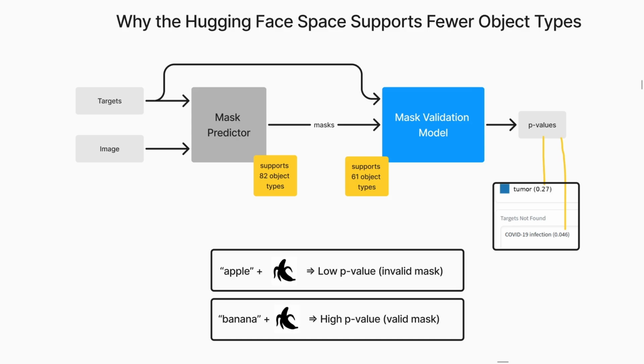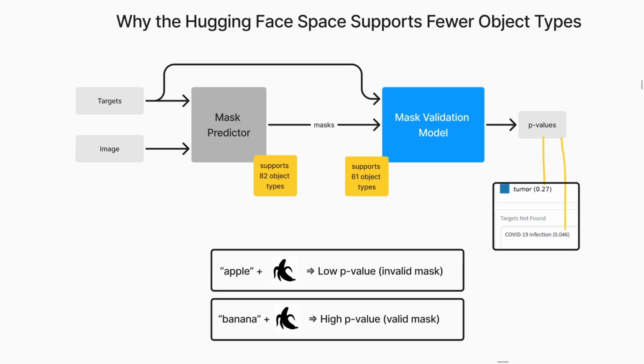But generating masks isn't enough. We need to know if the mask actually matches the target. That's where the second model, shown in blue, comes in. It validates the masks and checks if they correspond to the target. Think of it as a double-check system. Here's a simple example. Imagine you're looking for an apple, but the generated mask has the form of a banana. The mask validation model would catch that mismatch and flag it with a low p-value.